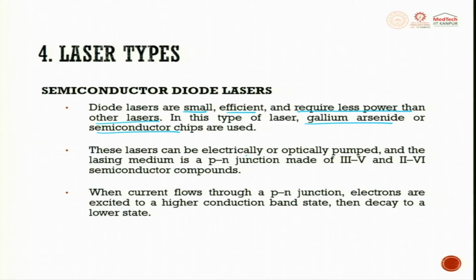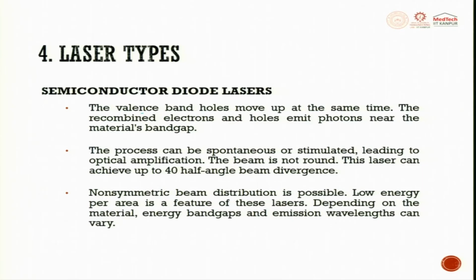The laser can be electrically or optically pumped, which we have discussed enough, and the lasing media is a PN junction made out of III-V or II-VI semiconductor groups. When current flows through a PN junction, electrons are excited to a higher conduction band state, then decay to a lower state. So, from a higher conduction band to a lower state it happens. The valence band hole moves up at the same time. The recombined electrons and holes emit a photon near the material band gap.